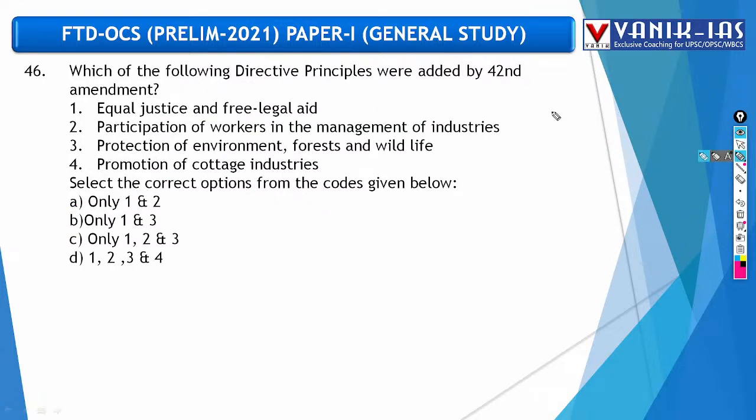Which of the following directive principles were added by the 42nd Amendment? Equal justice and free legal aid. Yes. Participation of workers in the management of industries. Protection of environment, forest and wildlife. Promotion of cottage industries? No, it was always there. It is a Gandhian ideology. So only options 1, 2, and 3 are right regarding DPSP and the 42nd Amendment.